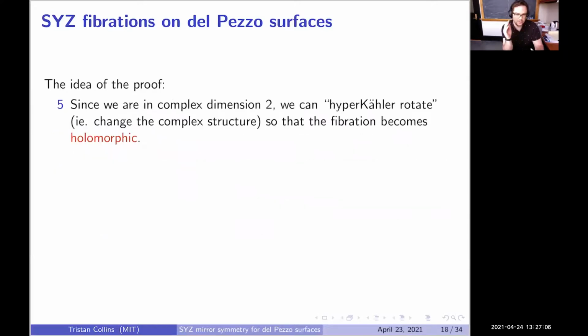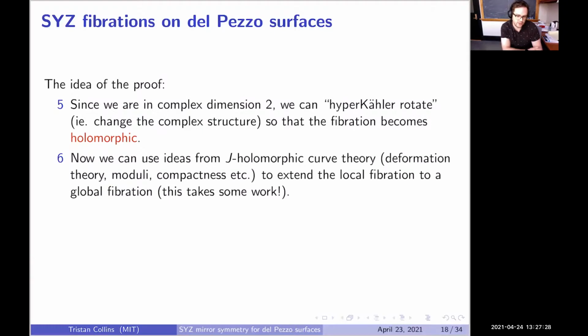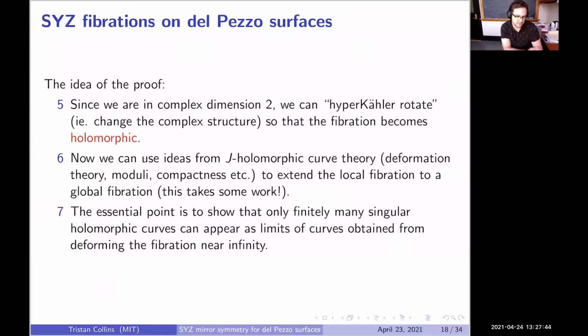And now the problem becomes extending this fibration into the interior of the manifold. To do this, you can use this hyperkähler rotation trick, which is special to dimension 2. You can change the complex structure, so your special Lagrangian fibration now becomes a holomorphic torus fibration. So you get some extra rigidity, and then you can use J-holomorphic curve theory. You can argue that these holomorphic curves deform a little bit and that they sweep out a local fibration in a neighborhood of any smooth curve. And then the only problem is to show that you don't get too many singular holomorphic curves appearing as limits of this deformation process. That takes a bit of work, but it can be done.